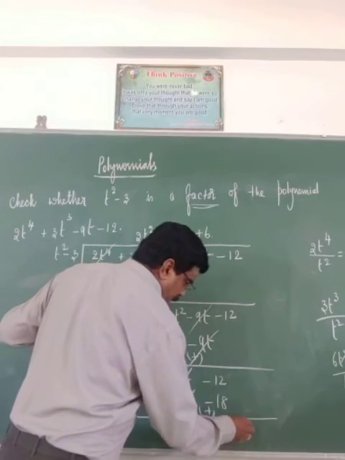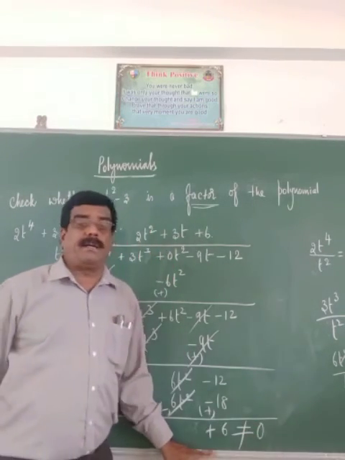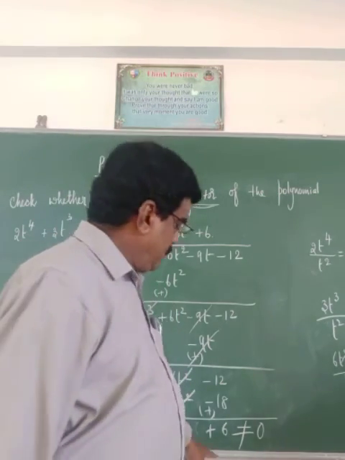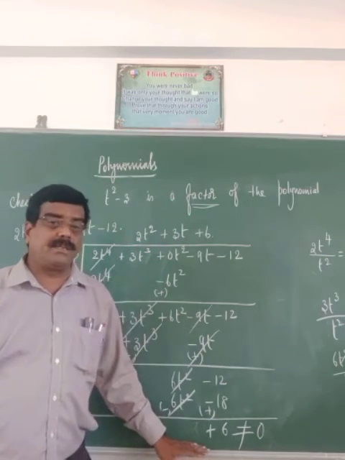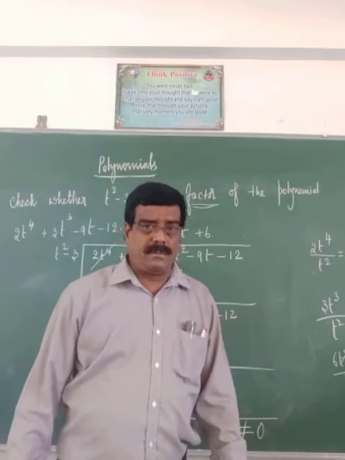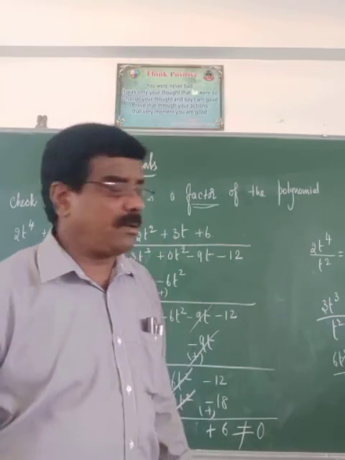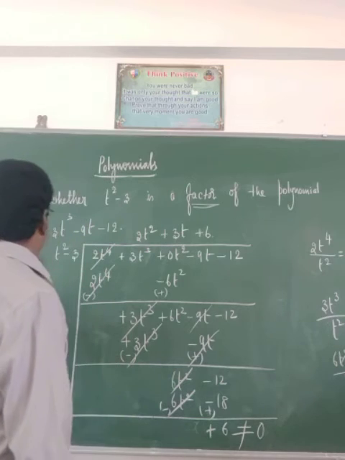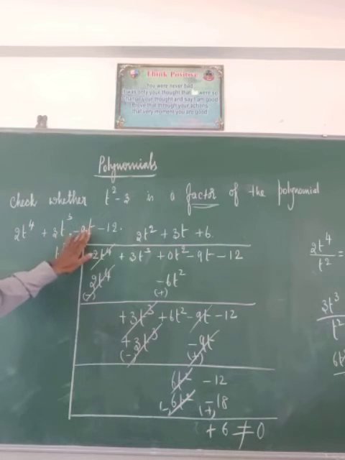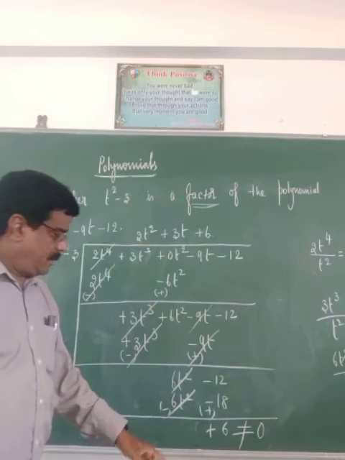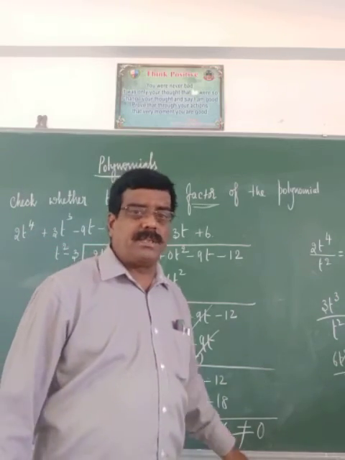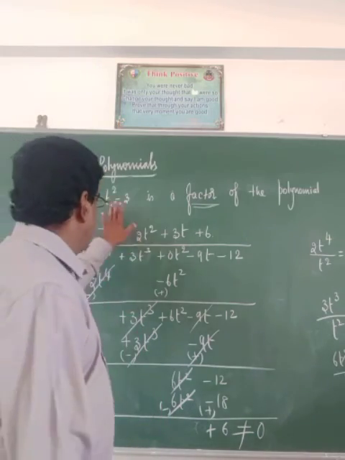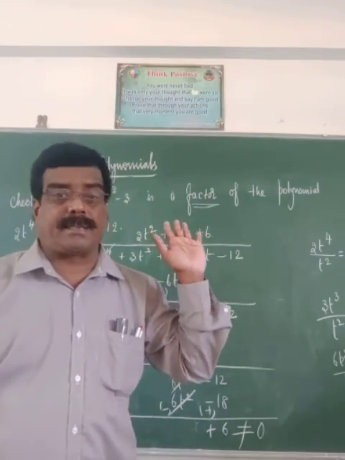It's most important, children, here. This remainder is not a 0. I repeat, this remainder 6 we got, which is not 0. So we must write the conclusion of the question asked here. What is it? Check whether t square minus 3 is a factor of the polynomial 2t to the power of 4 plus 3t cube minus 9t minus 12. Since what we got? The remainder is 6, which is not equal to 0. So our conclusion is t square minus 3 is not a factor.